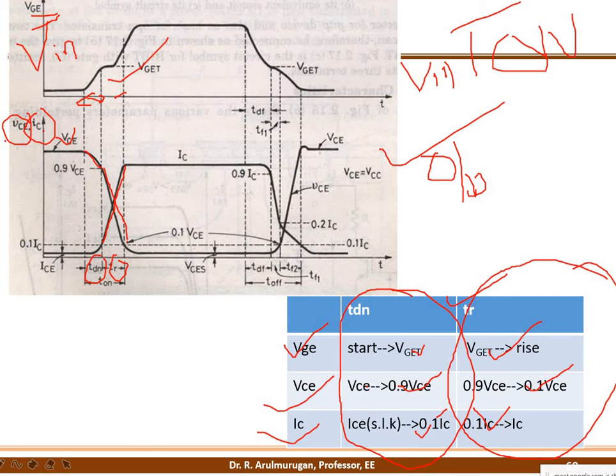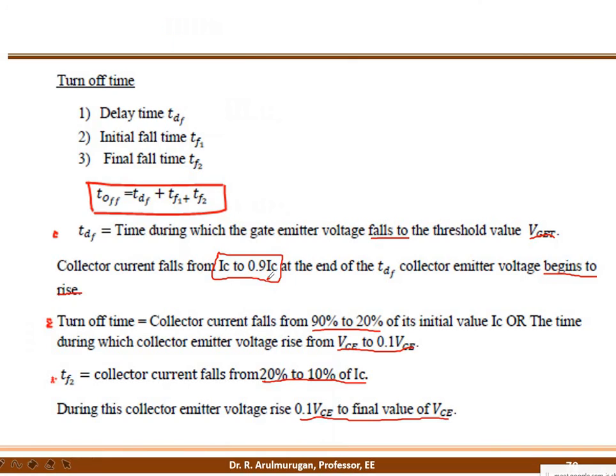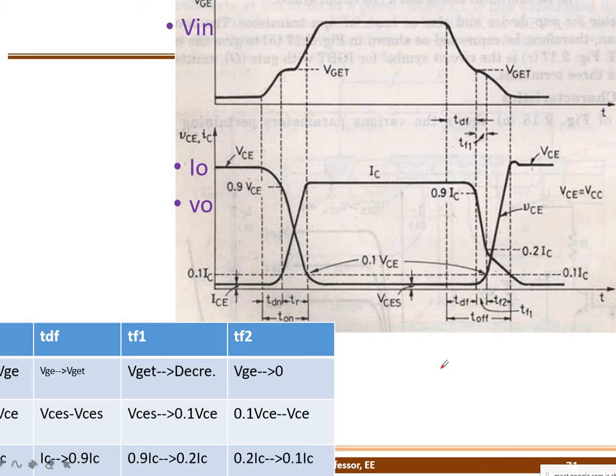Very simple. What about the off time? The same way, you can do the off time also. I make it as an off time. Off time is a combination of three: delay time, fall time 1, fall time 2. If you want, you can refer to this page. I developed this tabulation so you can see the tabulations, and then it is easy for you to do.